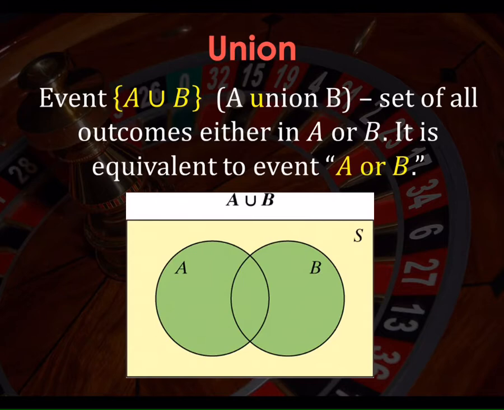So when you see this symbol, this round U thing, this is the equivalent of OR. So when you see A or B, that's this symbol. Now A or B means it could be in A, it could be in B, or it could be in both. So this isn't one of those A or B, only one. A or B by probability definitions could mean both. So it really means A and/or B. So the union is the outcomes either in A or B or both.